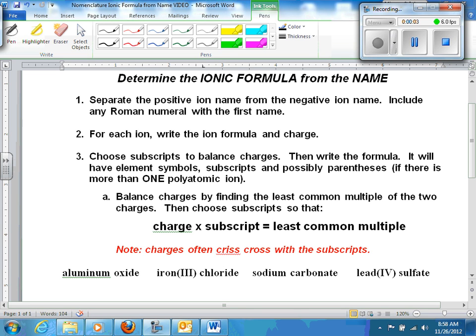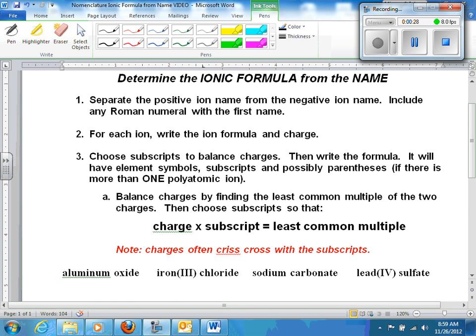This video is going to help you determine an ionic formula from the name. I'm already assuming that you did that first critical step. When you looked at your name, you decided that the first word represented either a metal or ammonium. So therefore, you want to determine an ionic formula. Okay, so let's get started.